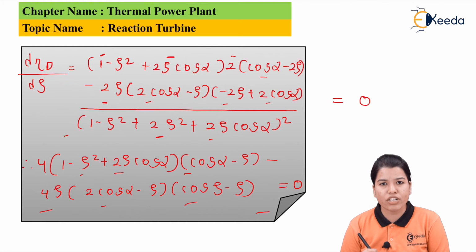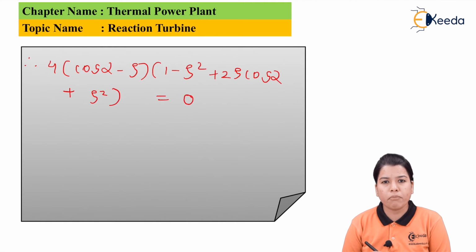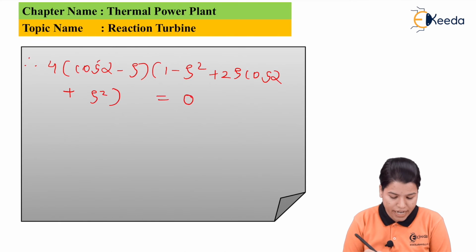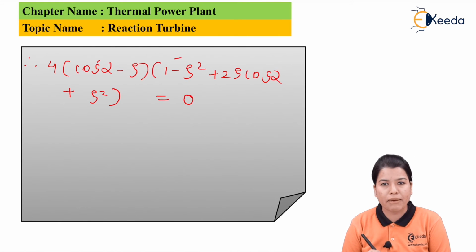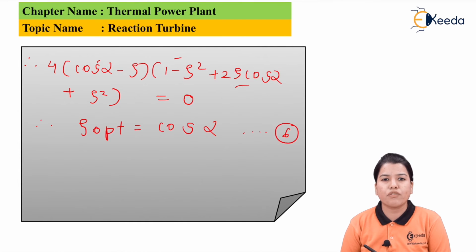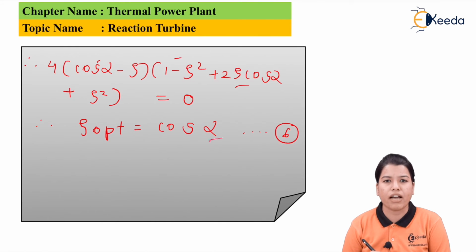Further simplifying this equation, we get 4 multiplied by bracket cos of alpha minus rho multiplied by bracket 1 minus rho square plus 2 rho cos of alpha plus rho square whole equal to 0. Now let us consider certain values in this equation. From the above equation, we can say that the optimum value of rho, that is rho optimum, is equal to cos of alpha. Let it be equation number 6.